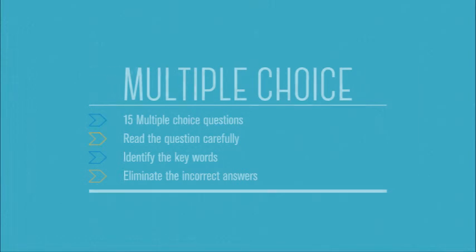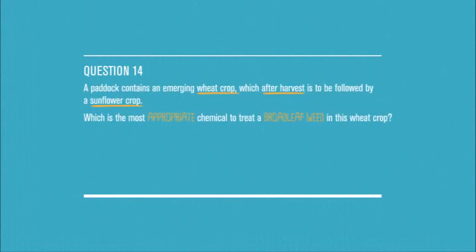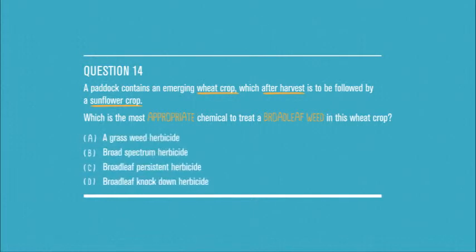Question 14, which is a multiple choice question, says: a paddock contains an emerging wheat crop. After harvest, it is to be followed with a sunflower crop. Which is the most appropriate chemical to treat a broadleaf weed in this wheat crop? We've got 4 choices here. The first one is A, a grass weed herbicide, B, a broad spectrum herbicide, C, a broadleaf persistent herbicide, and D, a broadleaf knockdown herbicide.